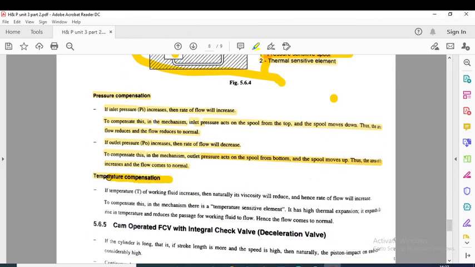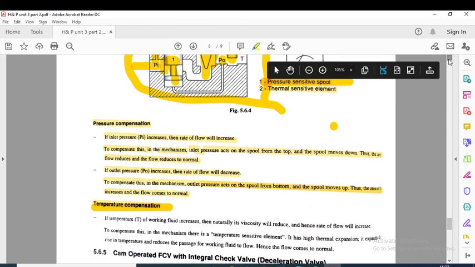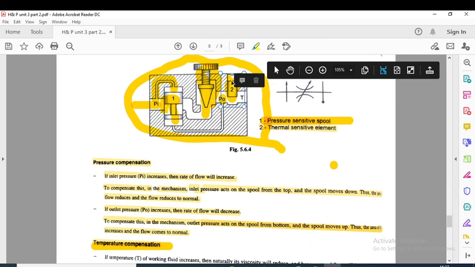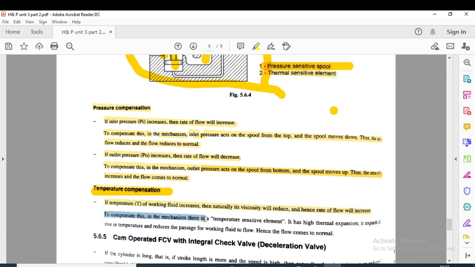Similarly, for temperature compensation, we use this temperature sensitive element here. You can see here, these two are the temperature sensing elements. So what will happen when the temperature of the oil increases? This element will get enlarged. If the temperature T of the working fluid increases, then naturally its viscosity reduces, and hence the rate of flow increases. To compensate, there is a temperature sensitive element. It has a high thermal expansion, and it expands as the temperature rises and reduces the passage for the working fluid to flow. Hence the flow comes to normal.